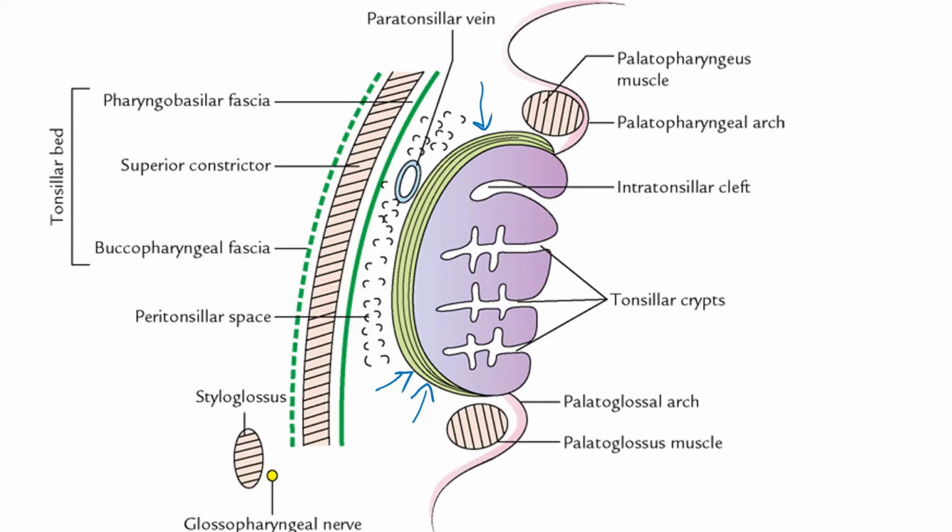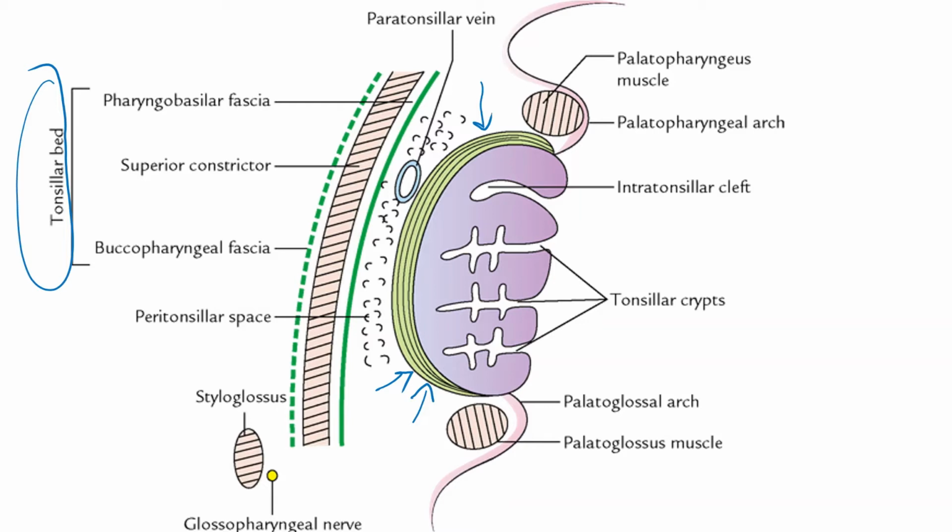The floor of the tonsillar fossa, or the tonsillar bed, is contributed by the following structures. The tonsillar bed is that part which is present along the lateral wall, making up the floor of the palatine tonsil, and this tonsillar bed is formed by various structures and the fascia on which the palatine tonsil rests. So the tonsillar bed is formed by the following structures.